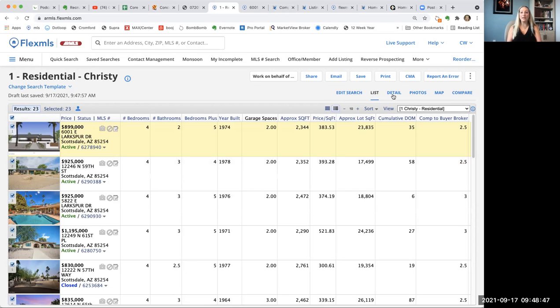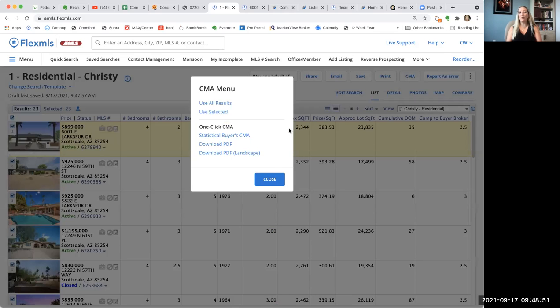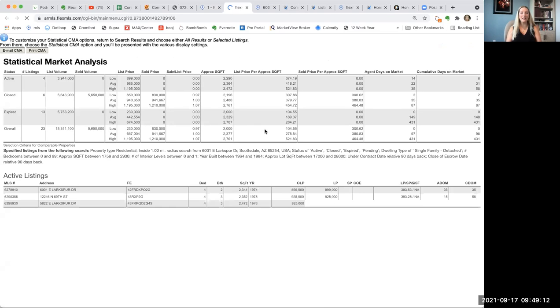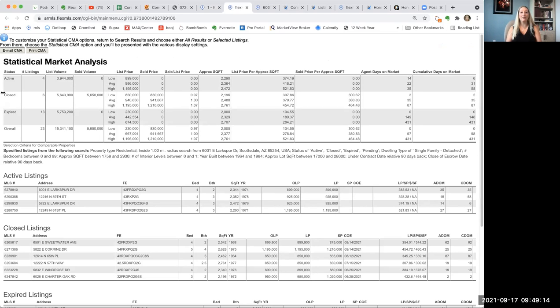So what you're going to do next is click on this button that says CMA. Once you have the CMA, you have two options. You can create an actual full CMA, or you can do a quick one-click report. I love the one-click report, and so that's what I'm going to show you today, because again, we're just gathering data at this point. We can evaluate that data after we're done gathering it. So once you click on the statistical buyer CMA, it's going to give you a report that breaks down everything is active, there were no pending, everything that's closed, and everything that's expired.